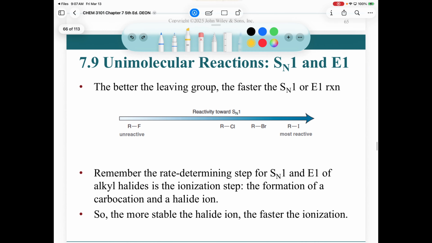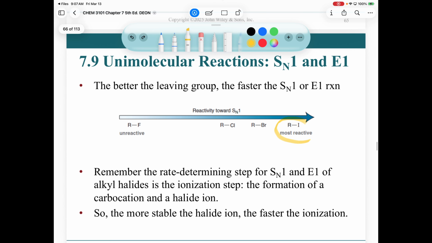Now again, another slide that you guys know all this about these answers anyway. If you have a leaving group, by now I think everybody knows this in their sleep: iodide is the best leaving group, then it goes down to bromide, chloride, and fluoride. And our rate determining step, again, for the SN1 and the E1, is the formation of the carbocation, which is your loss of leaving group. And so the more stable the halide ion, the faster the ionization.